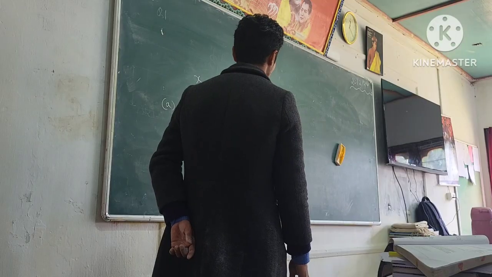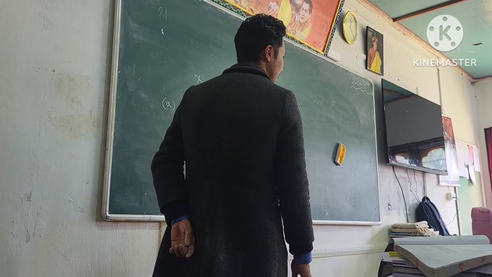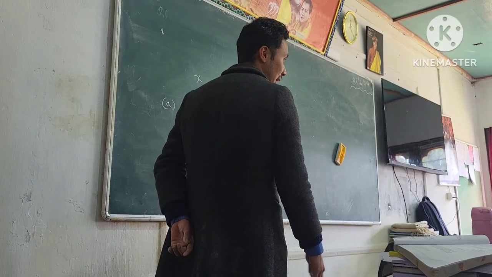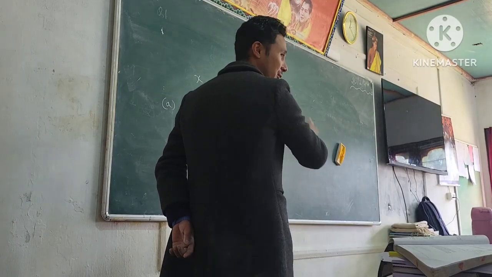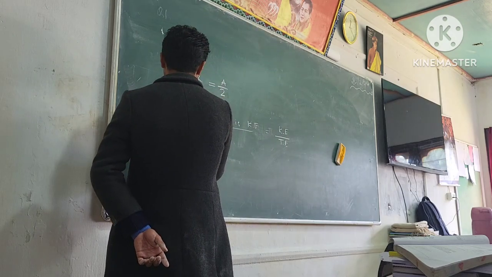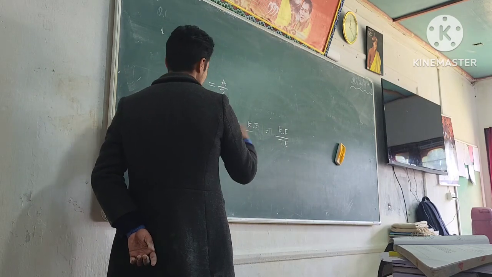But for question A, if I try to solve, the kinetic energy formula is half mv square. But no mass is given, nor velocity, nor anything else. So I cannot use this formula directly. Okay, so we go to question number B first, because there is a way.